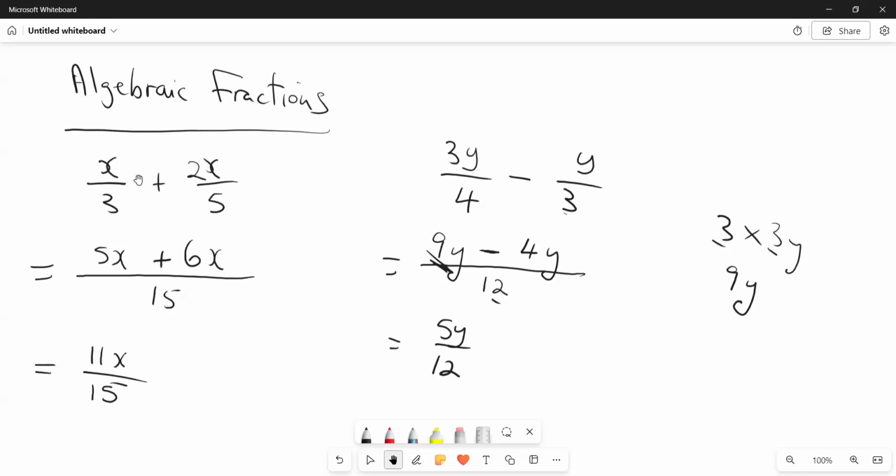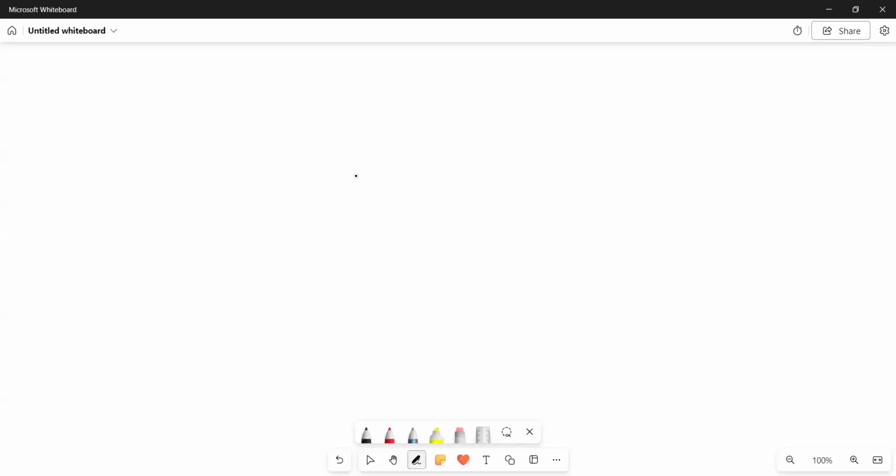And of course, you can get more than two expressions, you know. Let me show you. You can have something like this. Watch. 3y over 4 plus y over 6 minus 2y over 3. Look at that. Looks horrible, right? But you don't have to be scared. You do the normal thing as though you were adding and subtracting fractions.